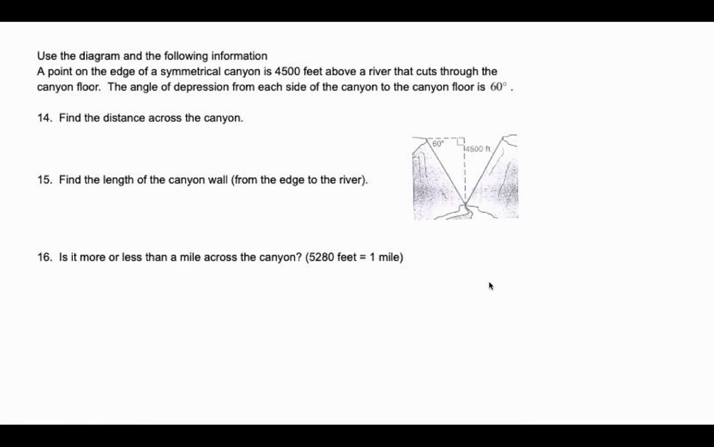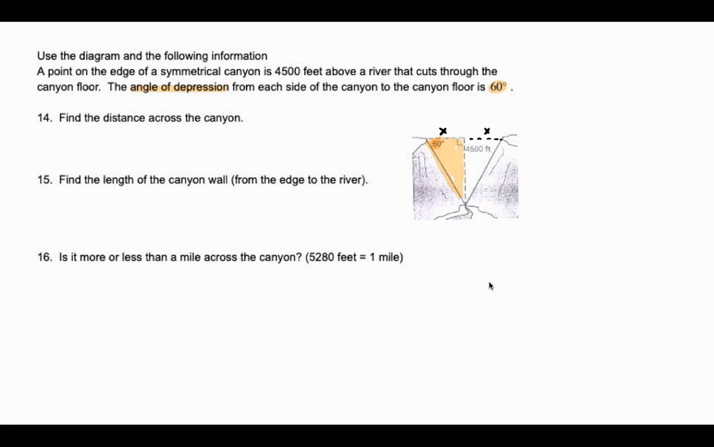In this last question, we're actually going to use special right triangles. Notice that within the diagram we have an angle of depression that is 60 degrees. So this angle going down the hill is 60 degrees. So we end up with a 30-60-90 triangle. And they tell us that this other half is congruent. So to find the distance across the canyon, we're going to find this measurement and then double it.